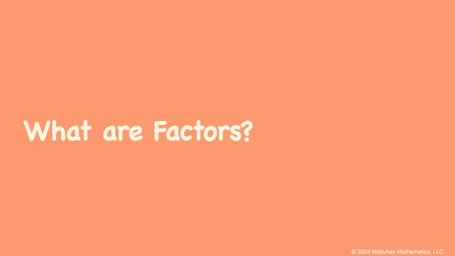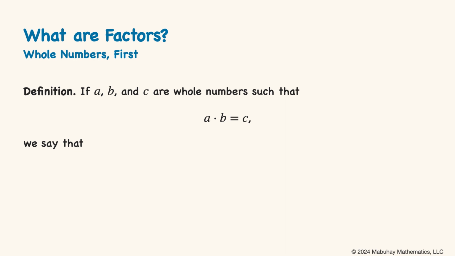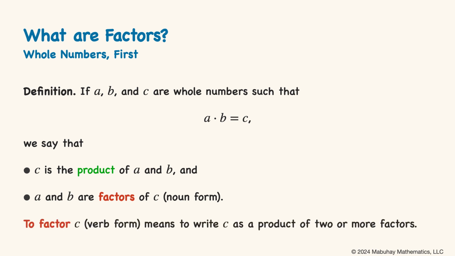So, what are factors? First, let's remember what factor means in the context of whole numbers. Suppose a times b equals c. We can say two things right away. C is the product of a and b, and a and b are factors of c. So the result of a multiplication is a product, and the numbers that combined to form the product are factors. This is using factor as a noun. As a verb, to factor c means to write c as a product, so we can factor c as a times b.